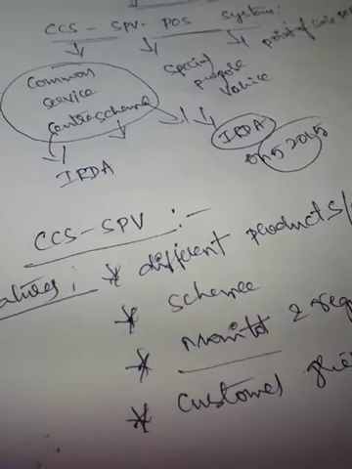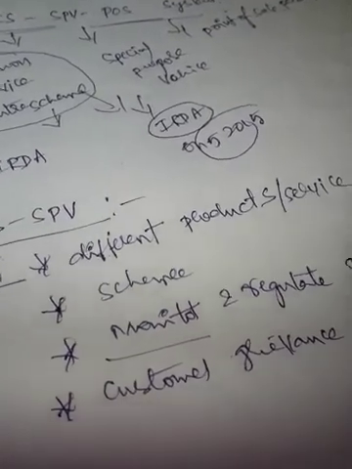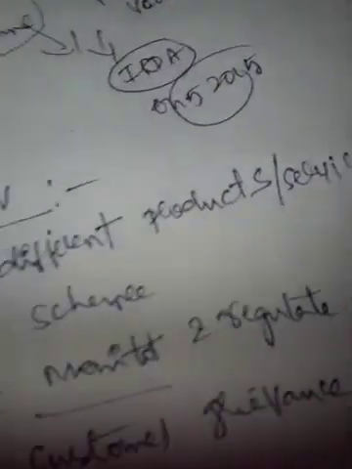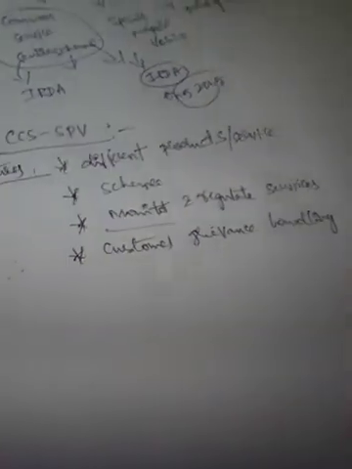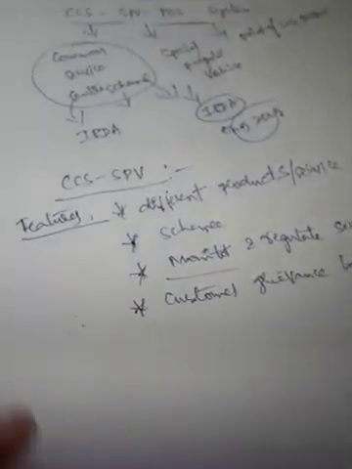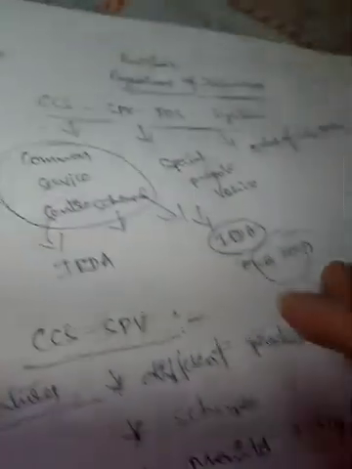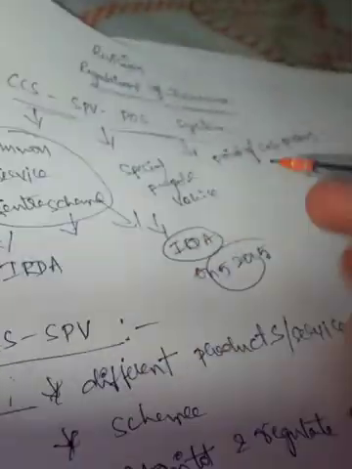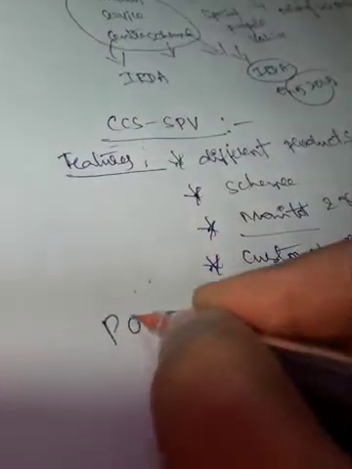So if any problem arises while taking the insurance policy in the company, you can solve that problem by a very easy process, right? So this is about the CCS and SPV system. Then what is POS? POS means point of salesperson.